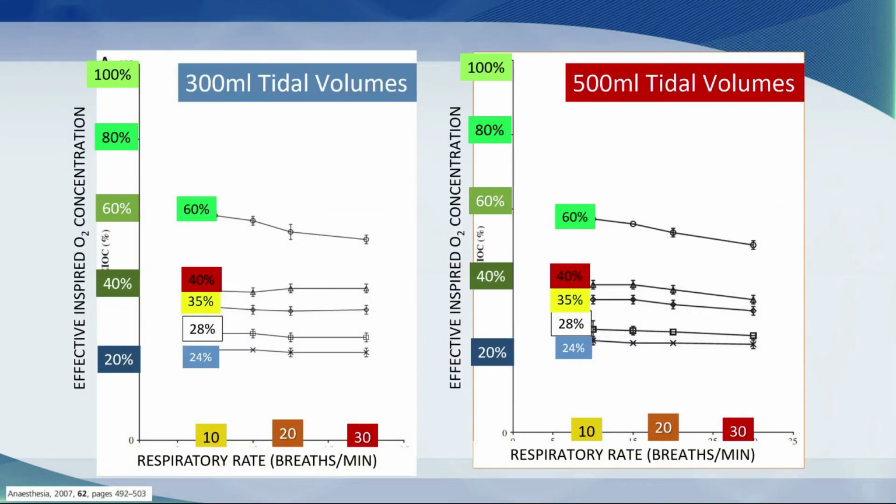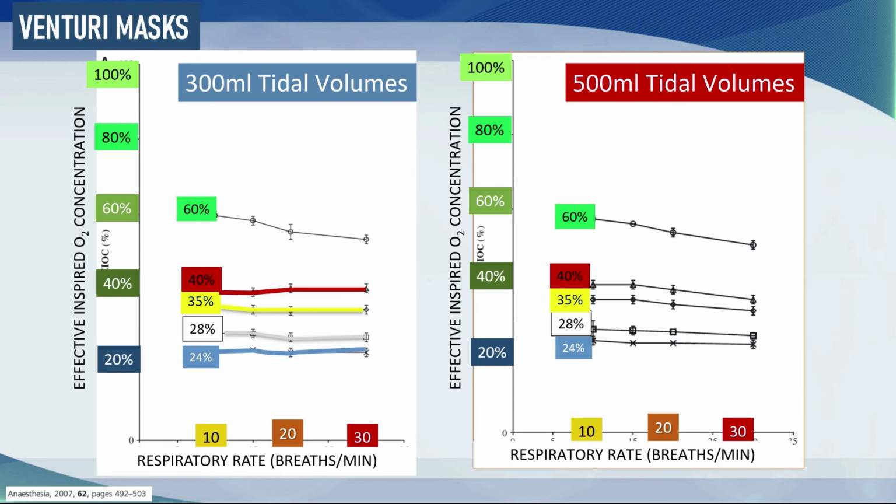Now, going back to that paper from Anesthesia in 2007, you can see here that on the left-hand side, for 300 ml tidal volumes with a respiratory rate of 10, 20 or 30 breaths per minute, the devices perform really well. And it's also true with the 500 ml tidal volumes. So you can be pretty happy that if you're using Venturi masks, your Venturi mask across the board for respiratory rate and for tidal volume performs pretty darn well.